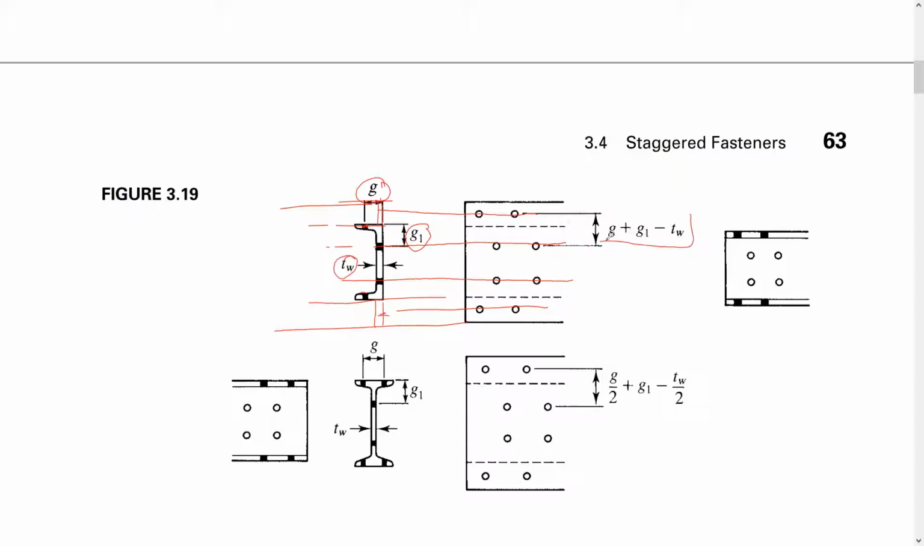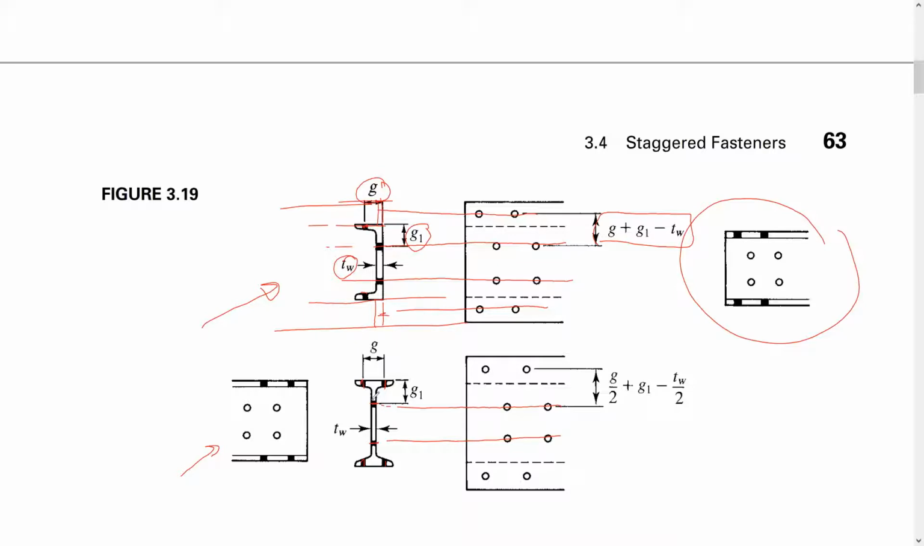I think this one is easy and not that hard. If you look from the front, you will see this one here, and this one is very important, guys. Since we have an S shape, it has two lines of bolts in the web, and two in each flange. So if you look from the front, you will see this. How do we unfold this and get the gauge for it?